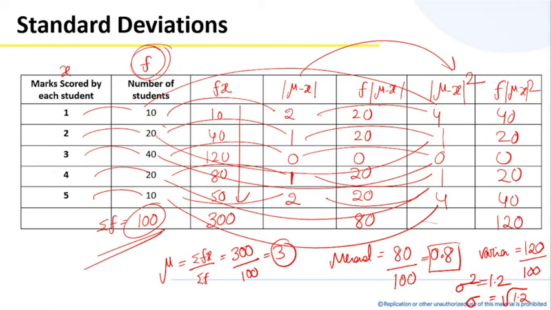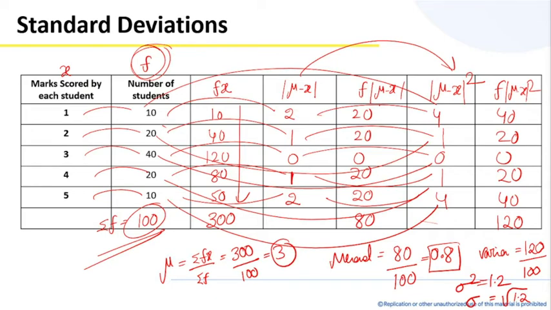In this case, the median, yes, the median I have not calculated. The median can never be 0.8. Why? Common sense. Look at the observations. How many observations are there? 100 observations are there. What is going to be my middle observation?